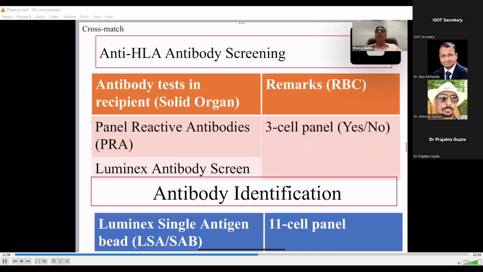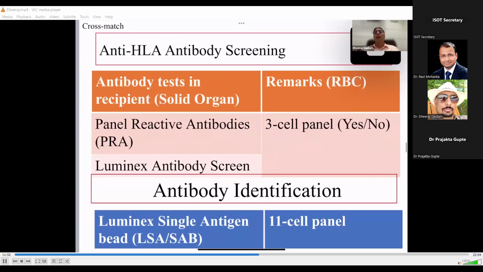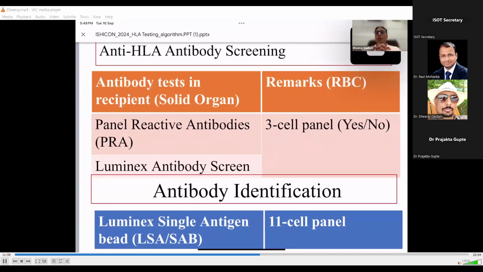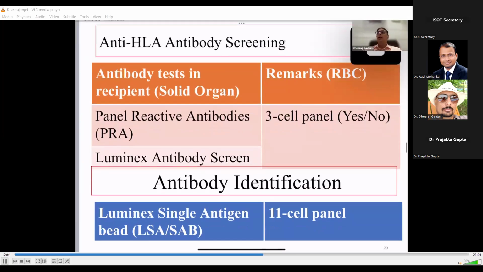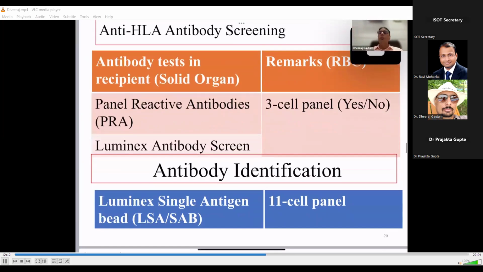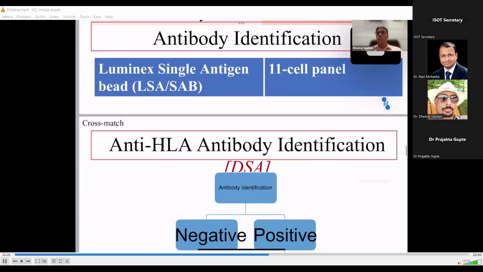Anti-HLA antibody screening is an antibody test in the recipient of a solid organ, looking at panel reactive antibodies, that is PRA, or it can be done by Luminex antibody screening. It is a 3-cell panel, so the answer is just yes or no. There is no reading in it. However, in Luminex single antigen bead, that is SAB, it's an 11-cell panel, which is most specific.